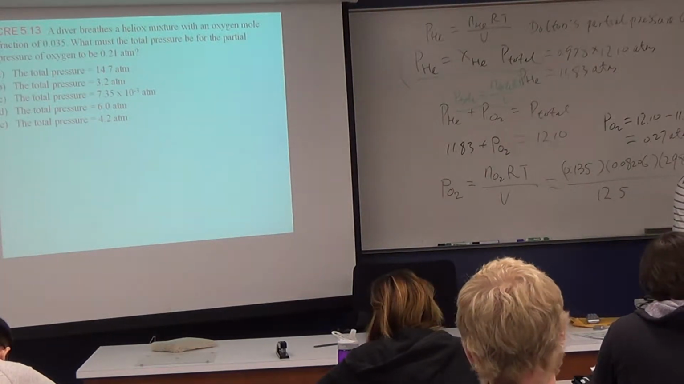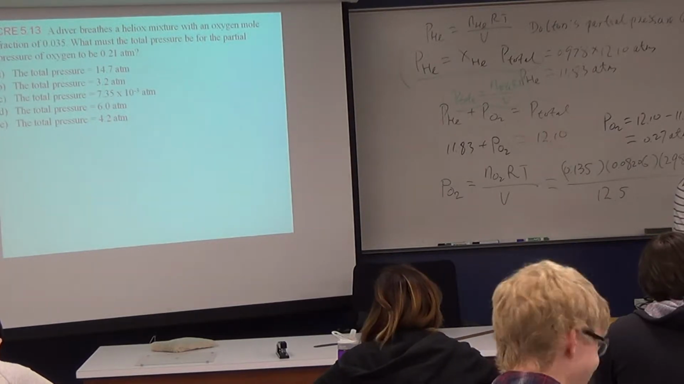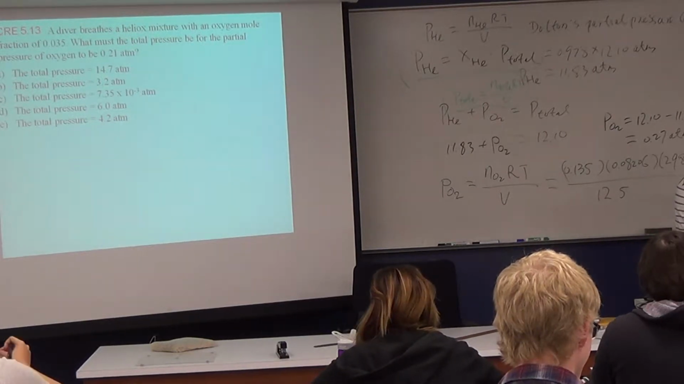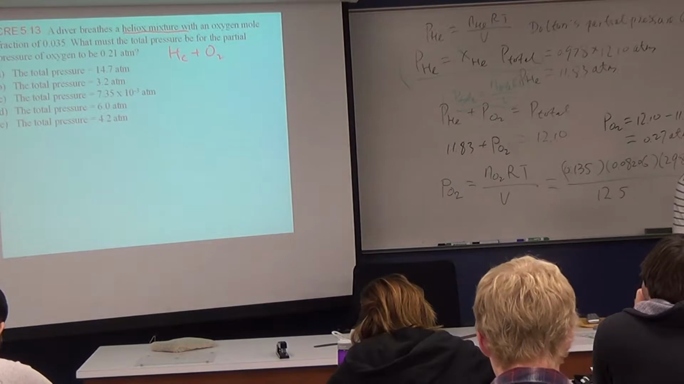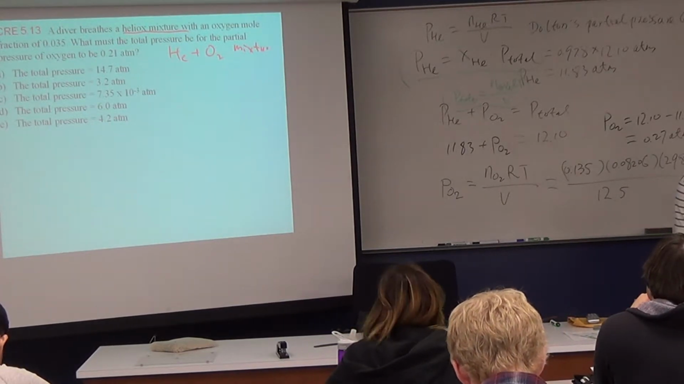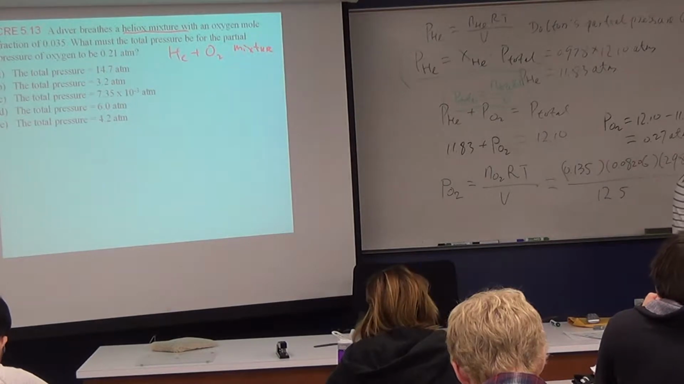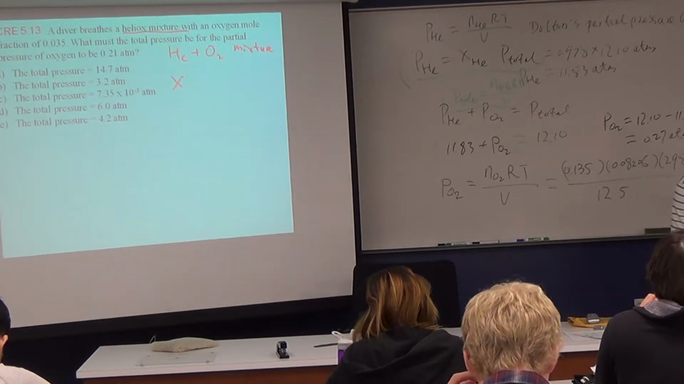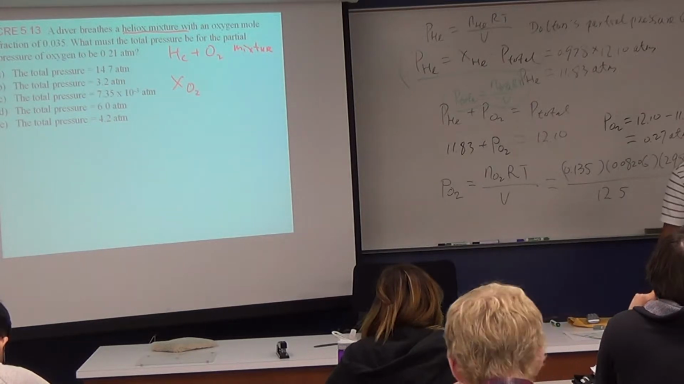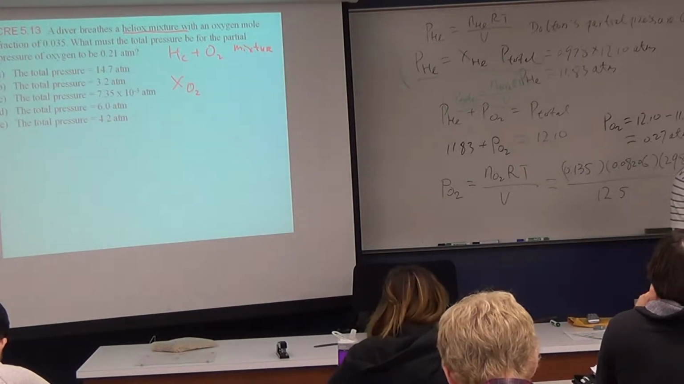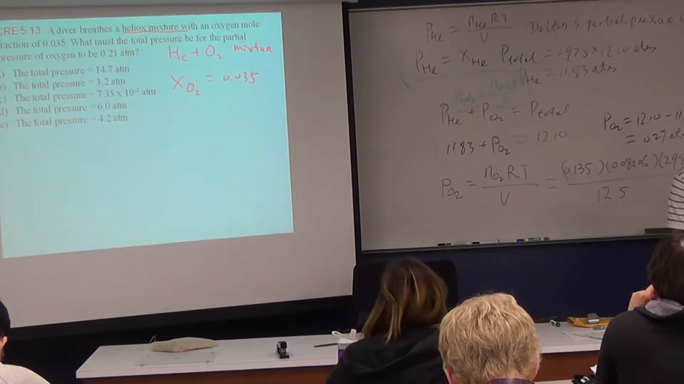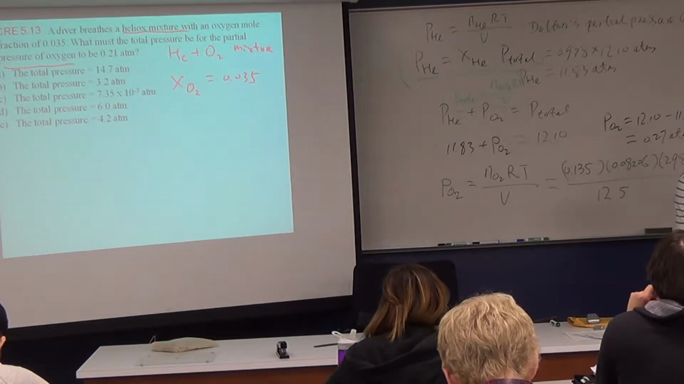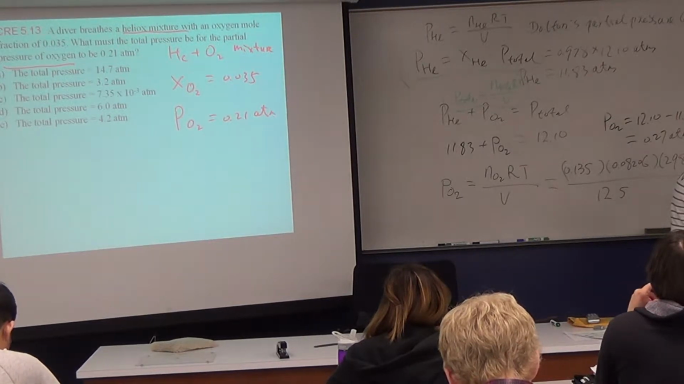So it's again about that heliox mixture, which means you have a helium plus O2 mixture. And now you have the mole fraction of something. What mole fraction do you know? Oxygen, which means the mole fraction of O2 equals 0.035. What else information do we know? The partial pressure of oxygen, PO2, equals 0.21 atm, right?